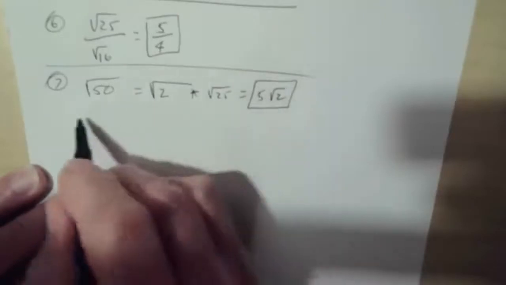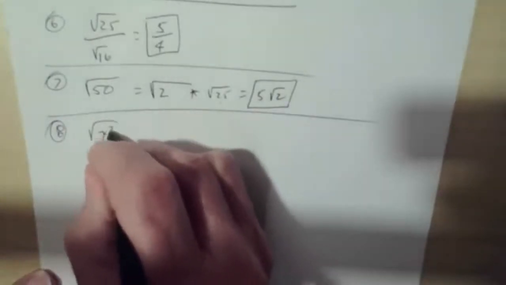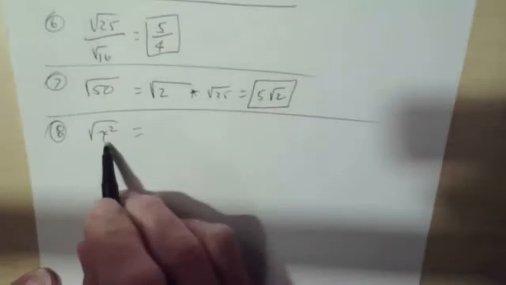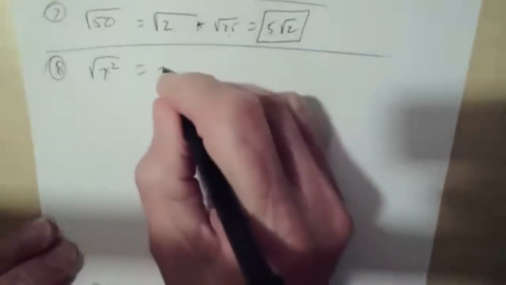Number 8. Square root of x squared. What number times itself is x squared? It is x.